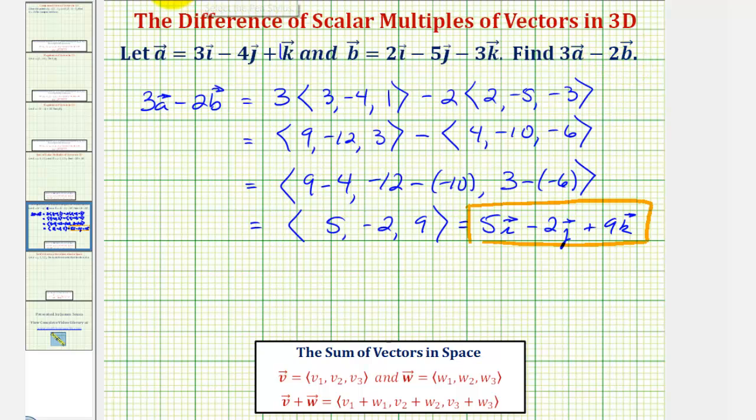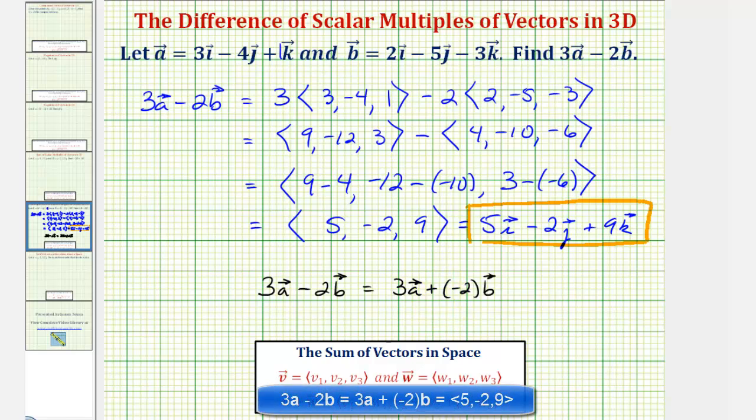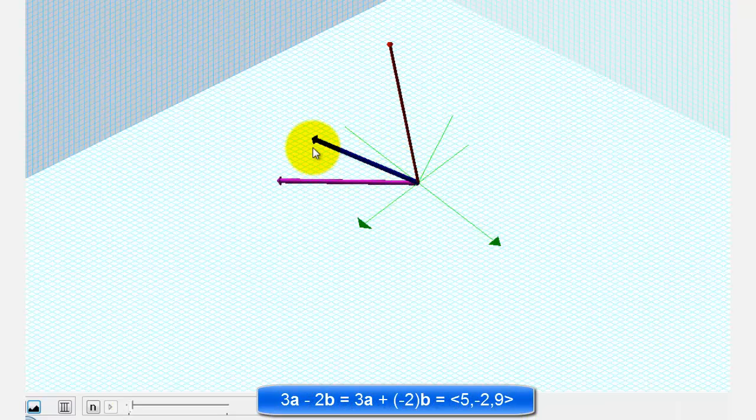But before we do that, it'll be helpful to recognize that 3 times vector a minus 2 times vector b could be written as a sum. This is equivalent to 3 times vector a plus negative 2 times vector b. Let's take a look at this in space. This blue vector here is vector a, and this purple vector is vector b. The resultant vector that we found is this red vector here. Let's show where this came from.